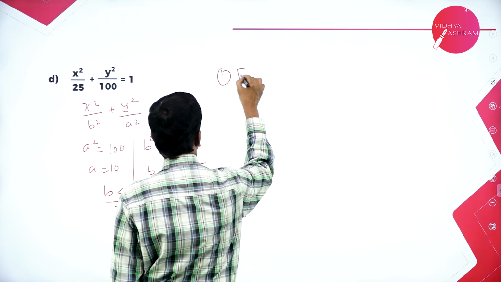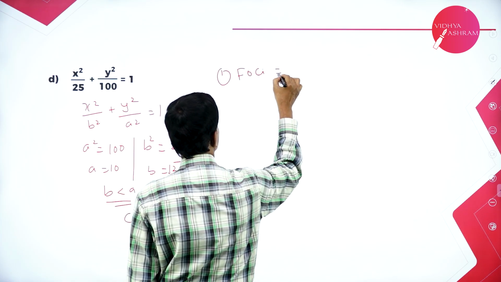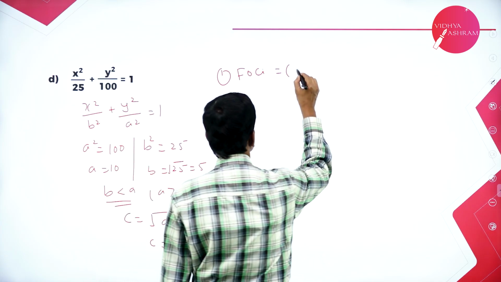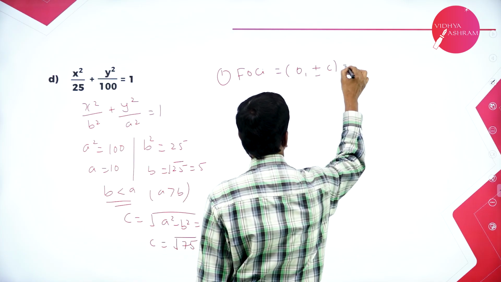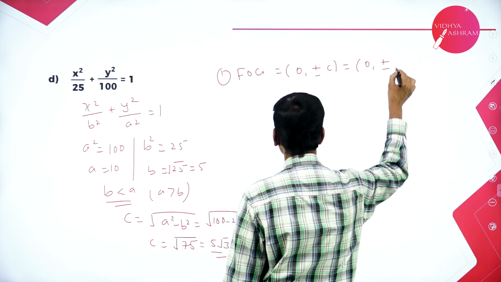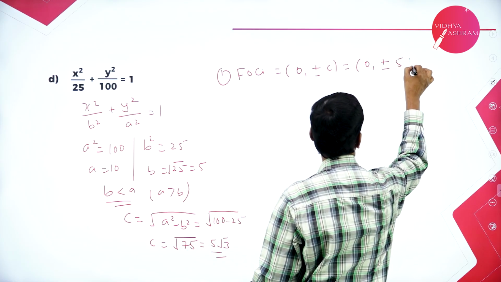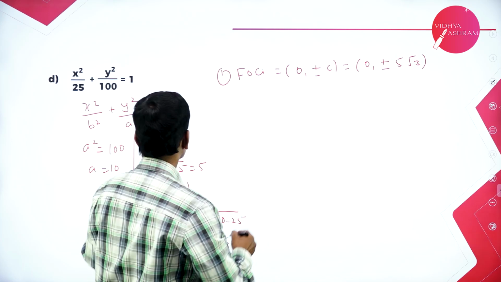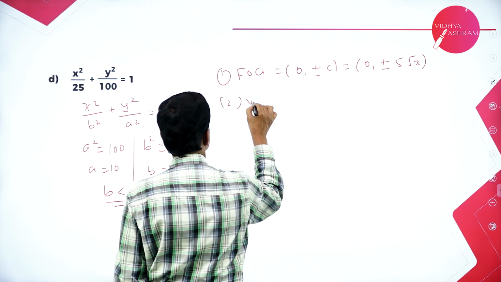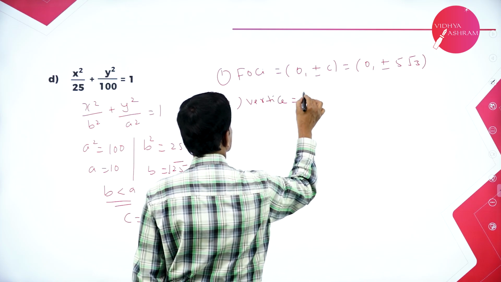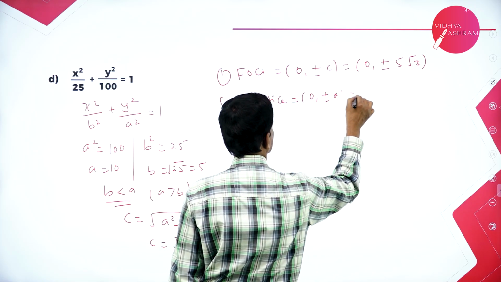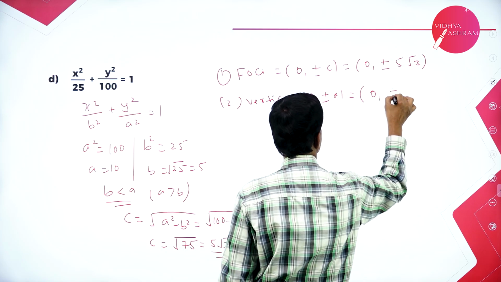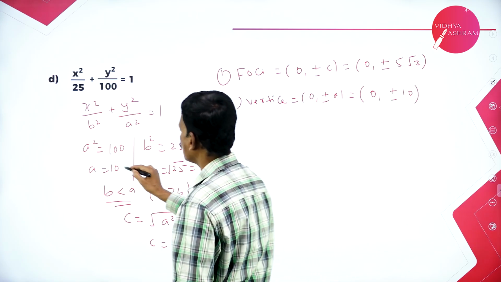First one, foci. Foci is equal to 0 comma plus or minus c, that's equal to 0 comma plus or minus 5 root 3. This is the foci. Okay. Now write down the vertices. So vertices are 0 comma plus or minus a, that's equal to 0 comma plus or minus 10, a is equal to 10.